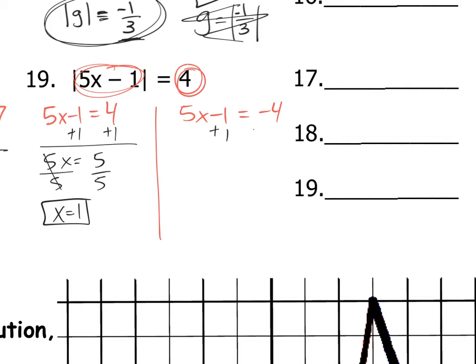And then on the right, if I add 1 to both, I have 5x equals negative 3. Dividing by 5 gives me a fraction, x equals negative 3/5.